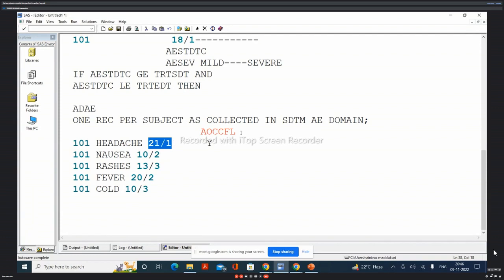Okay. And now, the second variable that we are going to have is AOCCSFL. First occurrence of SOC flag.